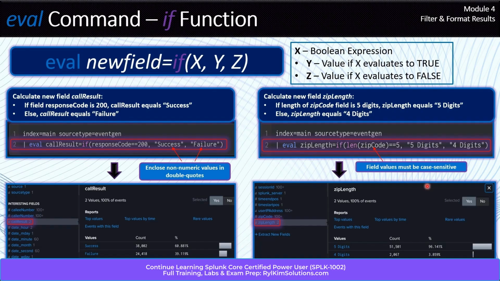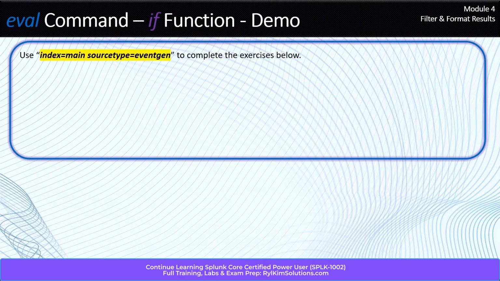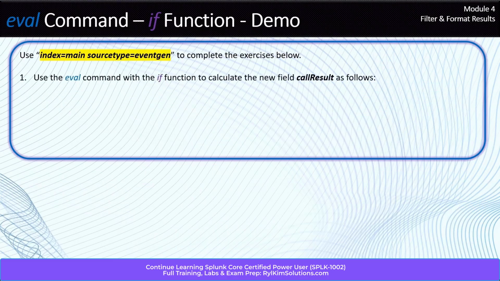And if you look at the stats here, you're going to see that almost 96% of your events are 5-digit zip codes, and maybe just 3% or 4% of them or so are 4-digit zip codes. Our demonstration here again is from our eventgen source type. So we're going to start here.